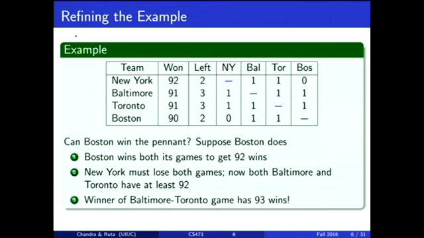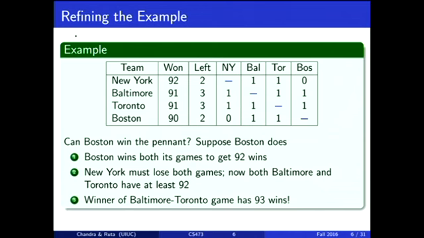I want us to think that implicit in this is an assignment problem. What is it that we are assigning and what do we want out of that? We want to check whether there is some assignment possible. So how do we think of it as an assignment problem? What are we trying to do? In this game, the first thing we need to do is let Boston win all its games. That makes sense? Then we know how many wins Boston will get.